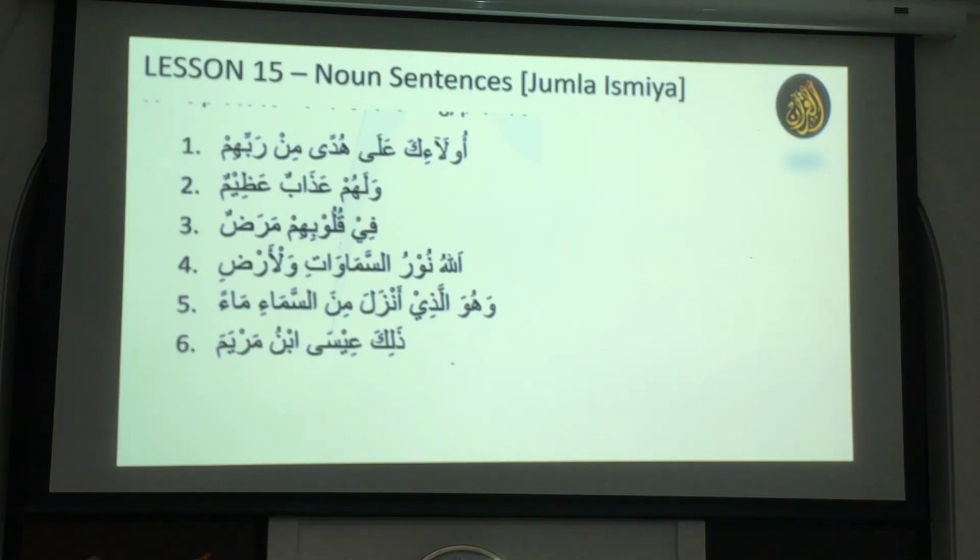Lahum, it's a fragment? Yes. Is there any connection with lahum and azabun? No. So for them is azabun azimun. Brother Munzur, what does azab mean? Punishment. Azim means great. So what is the fragment between azabun and azimun?